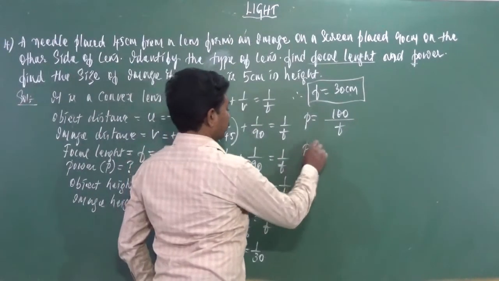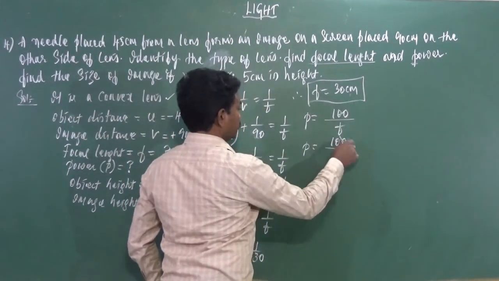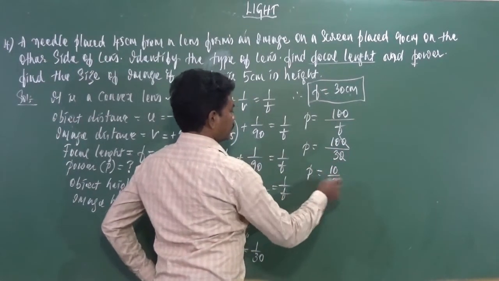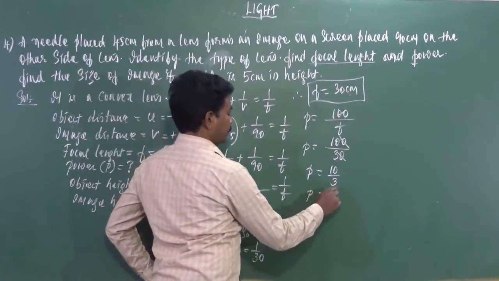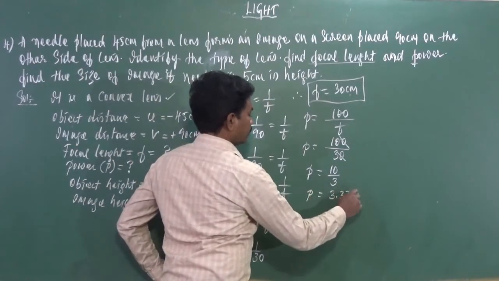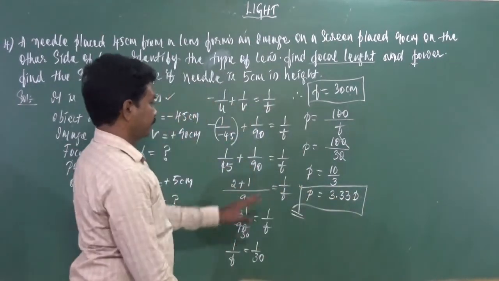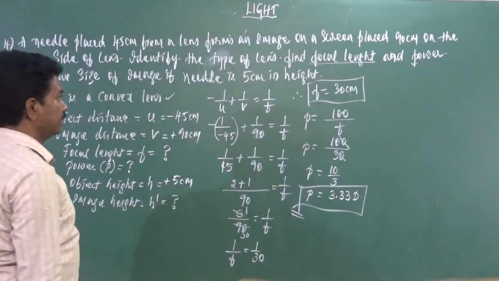So P is equal to 100 by F, which is 30. 0, 0 cancels. So P is equal to 10 by 3. It becomes a recurring decimal. So P is equal to 3.33, it continues. So 3.33 diopters. We can just take 2 decimal places and stop. So power of the lens is 3.33 diopters.